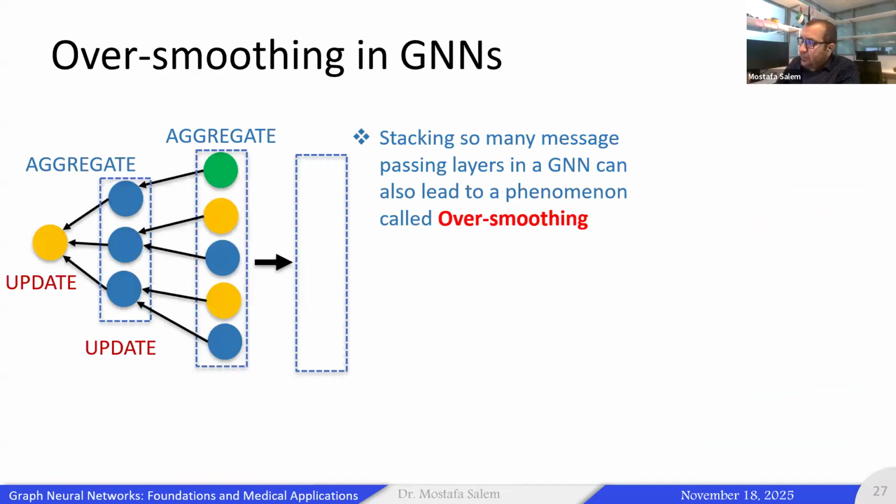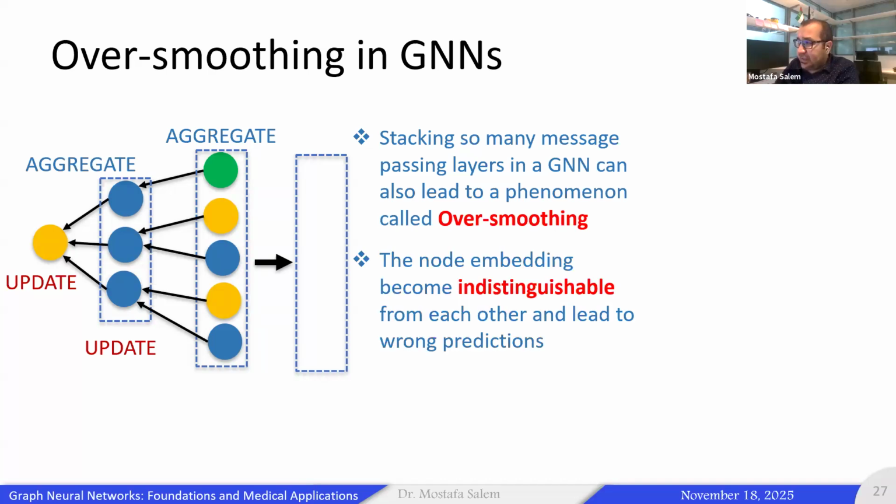Stacking too many message passing layers in a GNN can lead to what's called over-smoothing. If you add more message passing layers and you get this over-smoothing problem, the node embeddings become indistinguishable from each other, and this will lead to wrong predictions.